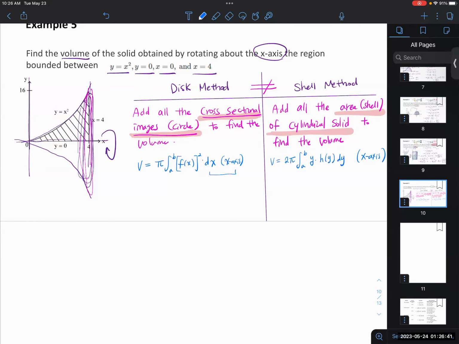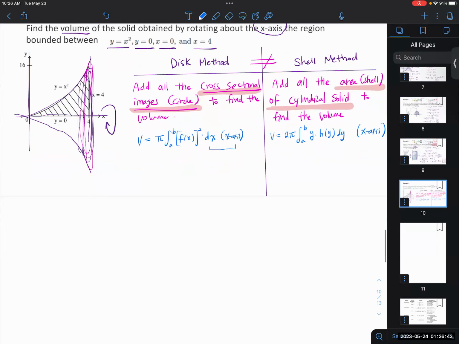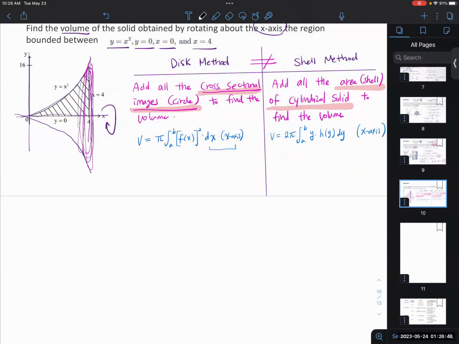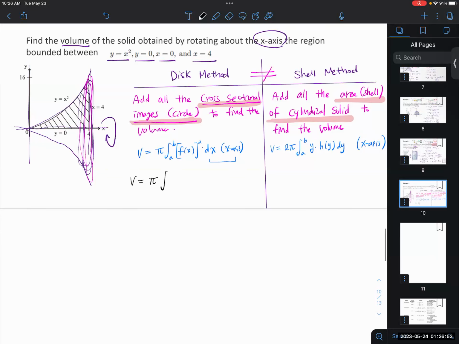So I'm going to do each one and see what happens. We're going to solve the first one using the disk method. V equals pi integral from where to where? We already know from 0 to 4 on the x-axis. And the height function is x squared. Depending on x, you have a different height. So x squared, squared, dx. This is the disk method. I'm going to keep simplifying.